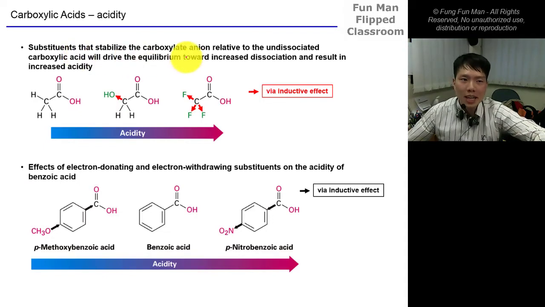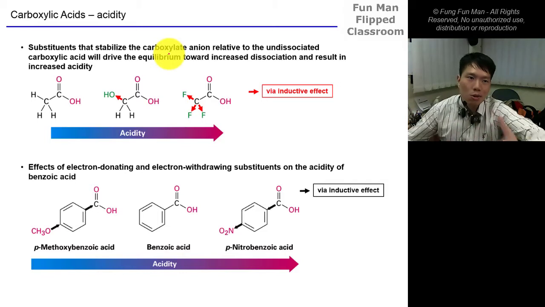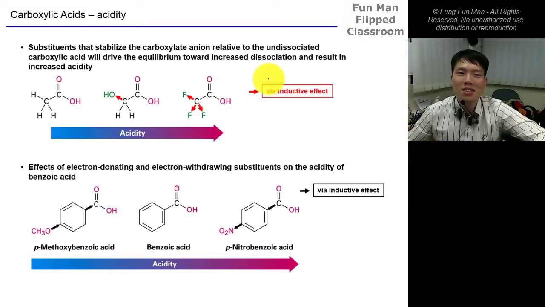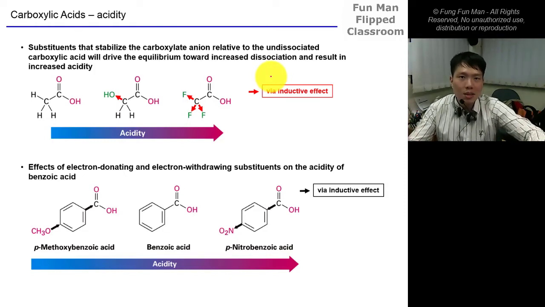Now substituents that stabilize the carboxylic anion relative to the undissociated carboxylic acid will drive the equilibrium position towards increased dissociation and result in increased acidity. Wow, that was a long sentence, but let me just cut it short, make it simple for you. Basically, when you consider something to be acidic, it means that the conjugate base can be formed. If the conjugate base is stable, which can exist on its own, and does not have to go back, it means that the original acid is strong.